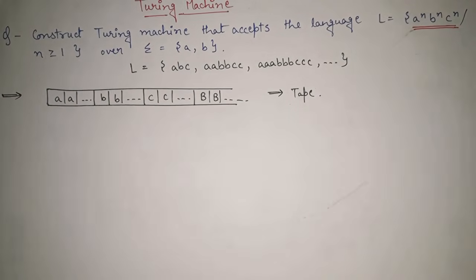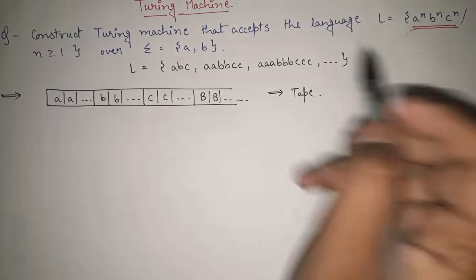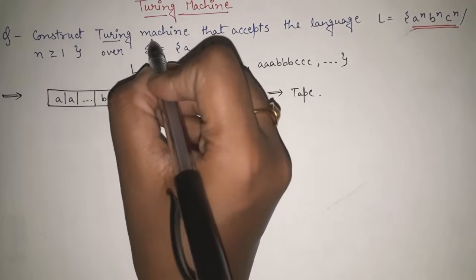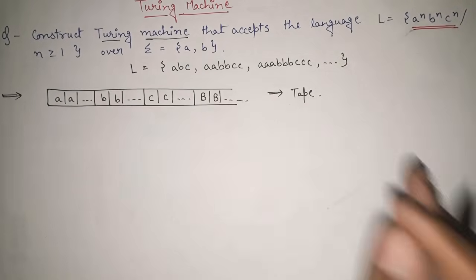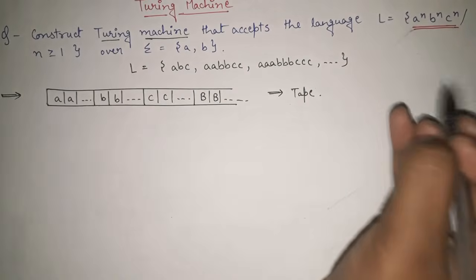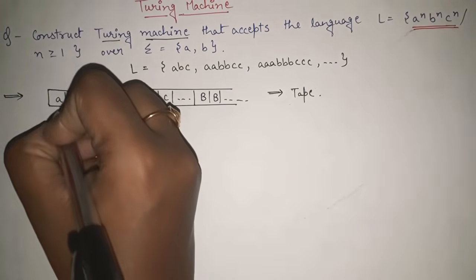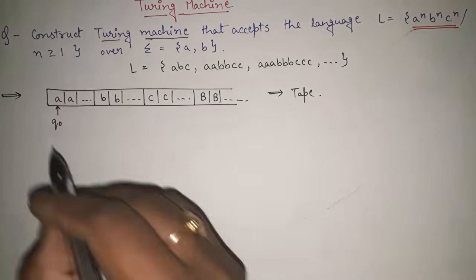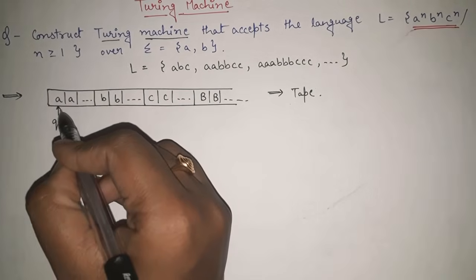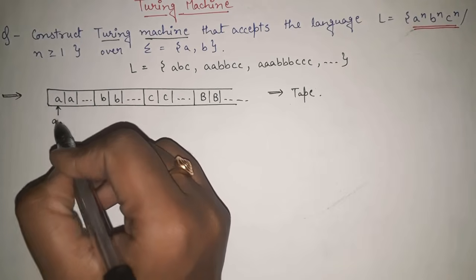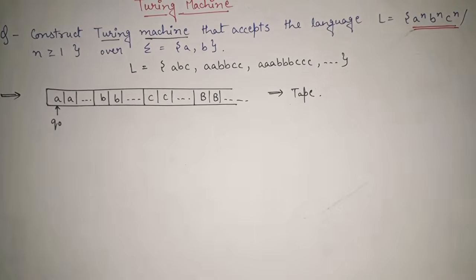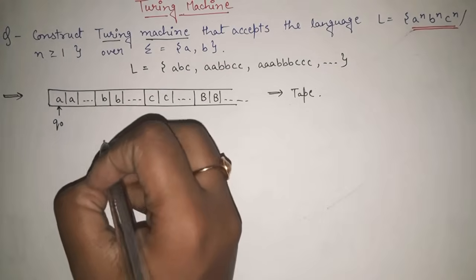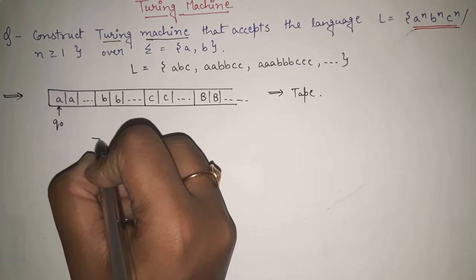Fine. Now the second thing that we have to construct is what? Turing machine. We have to construct a Turing machine for this. Now how to construct? This is the tape that we have constructed. Now we will assume that my state Q0 is my initial state and my initial state will be pointing to this first position of the tape, that is, it will be pointing to this first A.